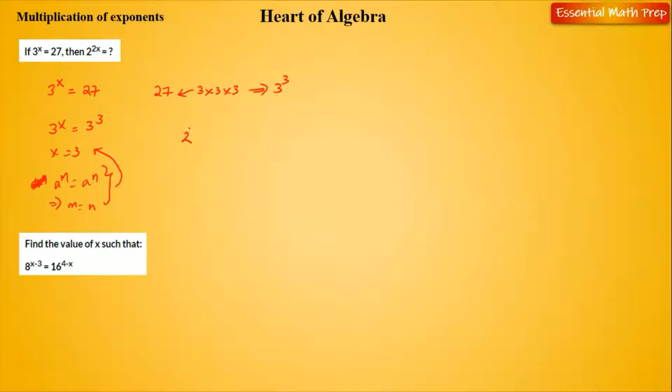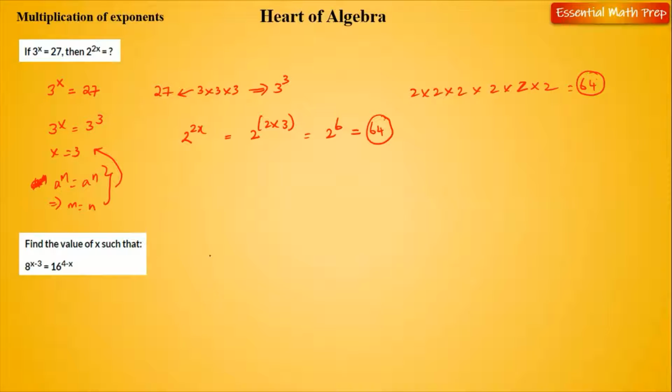What is 2 power 2x? That will be 2 power 2 times 3, which is 2 power 6, which I believe is 64. That is 2 times 2 times 2 times 2 times 2 times 2. Okay, 4 times 2 is 8 times 2 is 16 times 2 is 32 times 2 is 64.